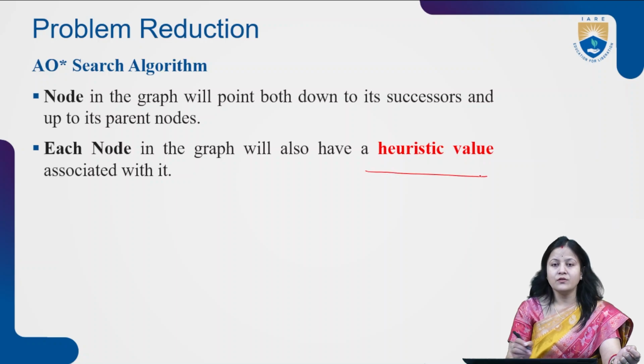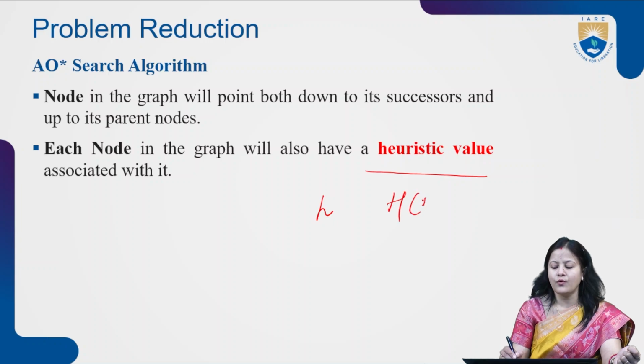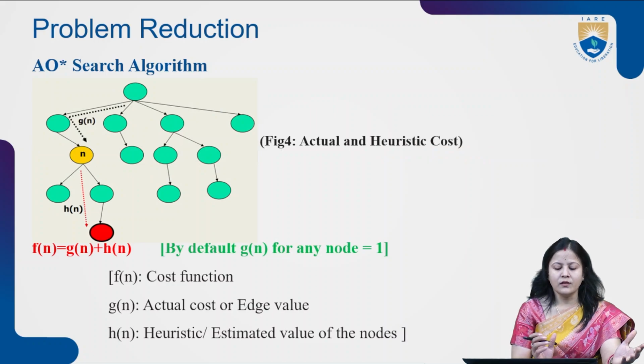What is the meaning of heuristic value? Heuristic value we normally denote with small h or capital H of the node n. That means the approximate distance from the current node to the goal node is nothing but the heuristic value. So this is what to understand the AO star algorithm, I kept this picture.